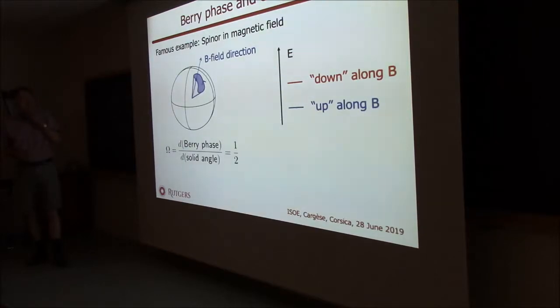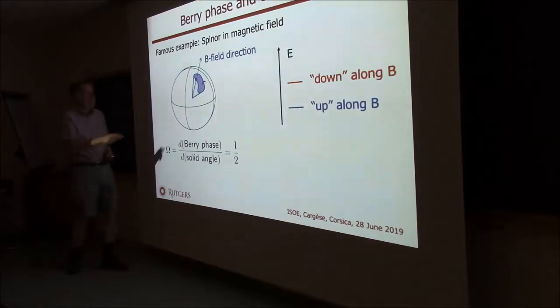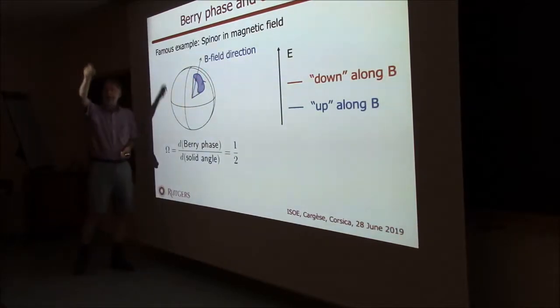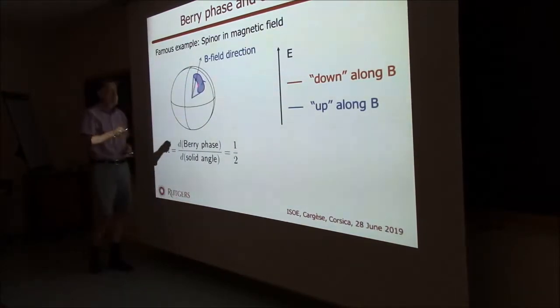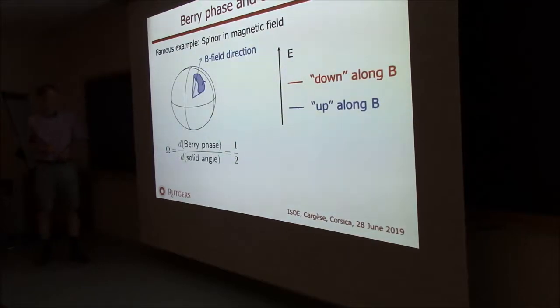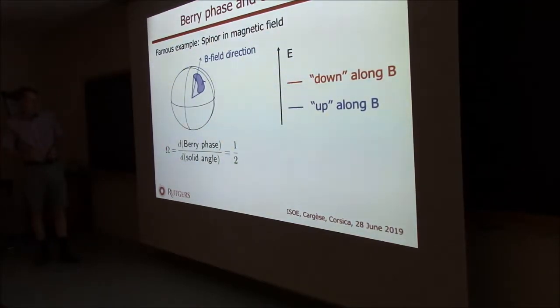Let me just mention the example that I did mention last time, which is about the ground state of a spin in the presence of a magnetic field, where the orientation of the magnetic field is a 2-dimensional parameter space of interest. What I told you last time is that if I go around a loop in magnetic field orientation space, the Berry phase around the loop is the solid angle divided by 2. And so that means that the Berry curvature, which is the Berry phase per solid angle, is one half.